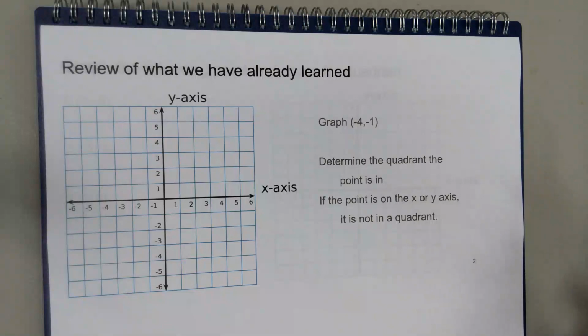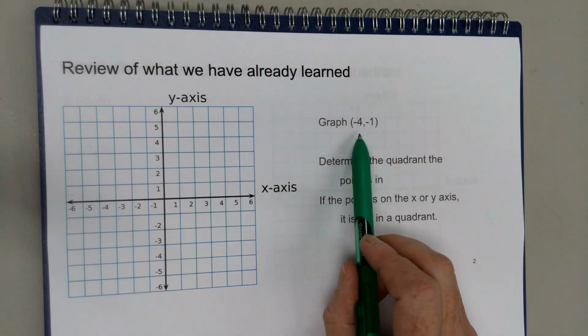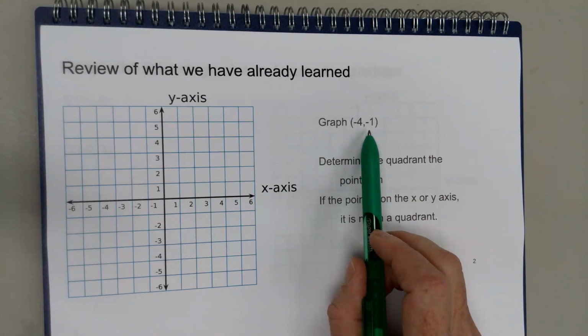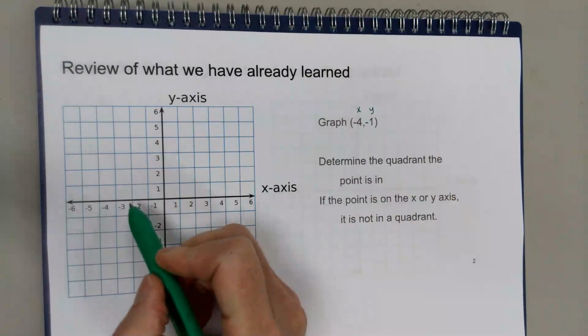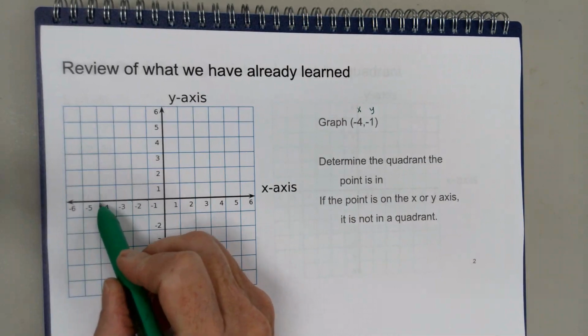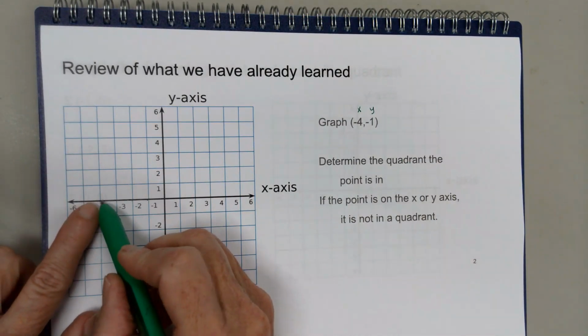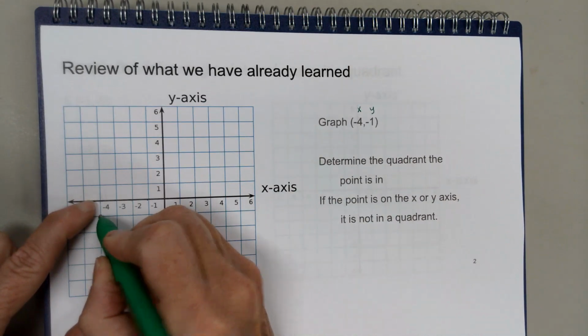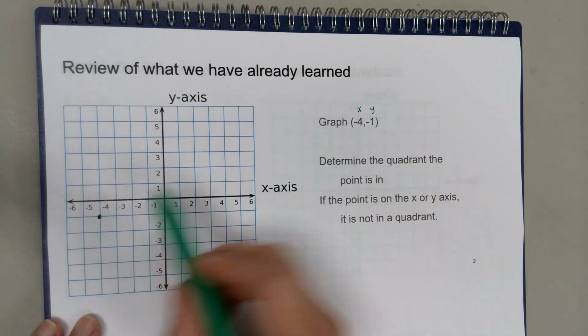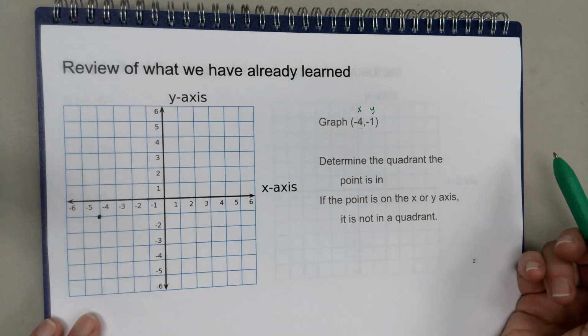You should be able to put any point on a coordinate plane. So if I want to graph -4, -1, remember this is my x and this is my y. So I go over 1, 2, 3, 4 to -4, and then because it's a -1, I go down 1. So that's the point -4, -1.